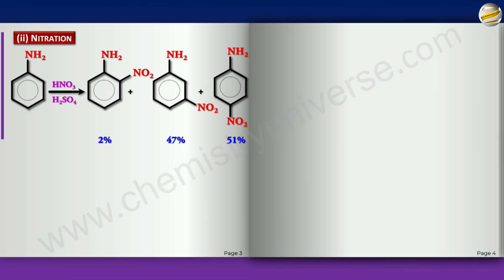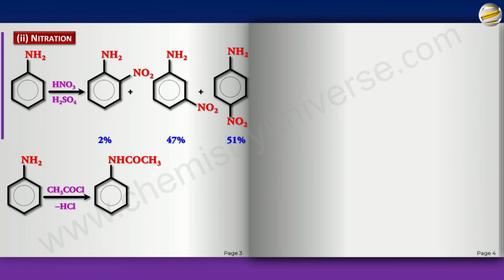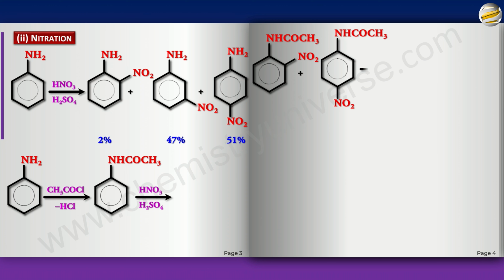So again, if you want the mononitro product and you want a good yield of ortho-para, well, again, you convert it into acetanilide. Then do nitration, you will get major as para. Then do the hydrolysis, you will get this.